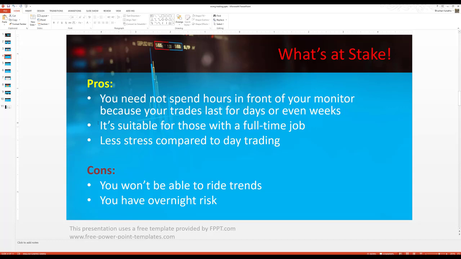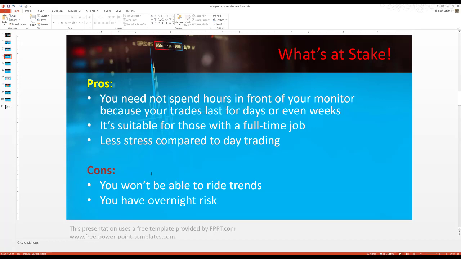And if you want to take naked options, then you can do it with 30,000, 50,000 or 1 lakh, but then the risk would be very high over there. So it is less stressful as compared to day trading, because you don't have to look at the market every time. You just need to put the alerts in front of you, and based on the alerts, if the stock is near the stop loss, you can put the stop loss and target, and you can just close the screen and let the stock move as it is.